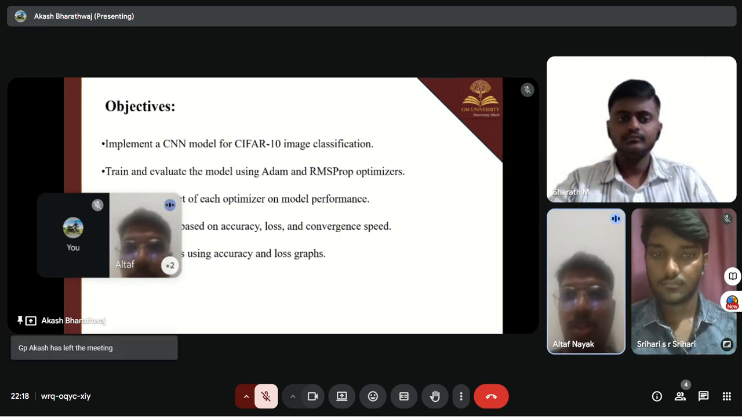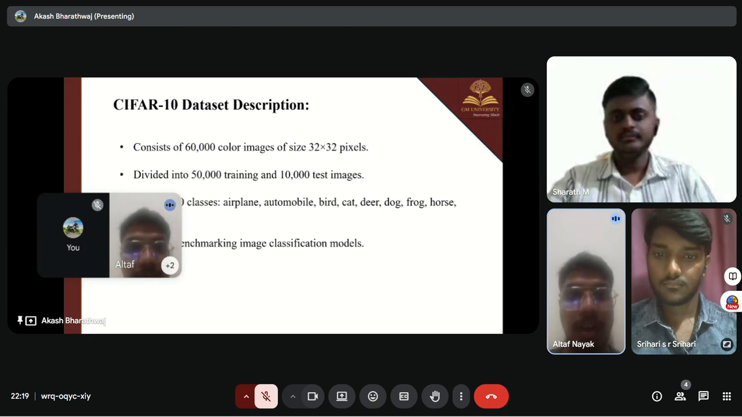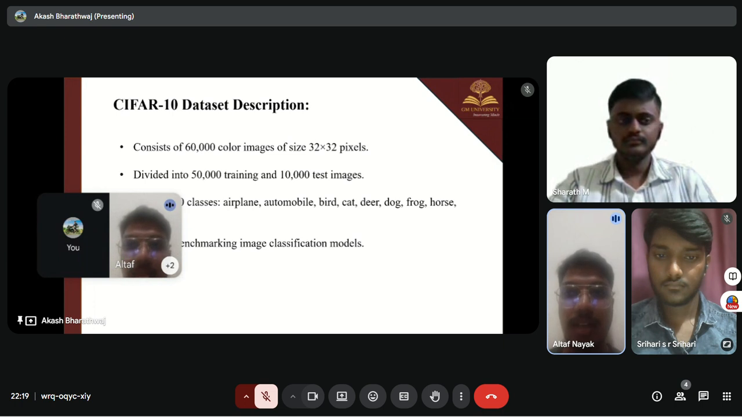Next, we will discuss the dataset which we have used. The dataset used here is CIFAR-10, which consists of 60,000 color images of size 32 by 32 pixels, divided into 50,000 images for training and 10,000 images for testing. This dataset includes 10 classes, which include aeroplane, automobile, bird, cat, deer, dog, frog, horse, etc. It is used for benchmarking image classification models. Thank you. Next, my friend will continue.